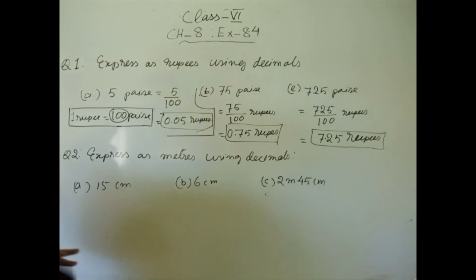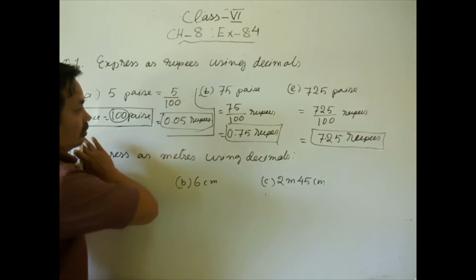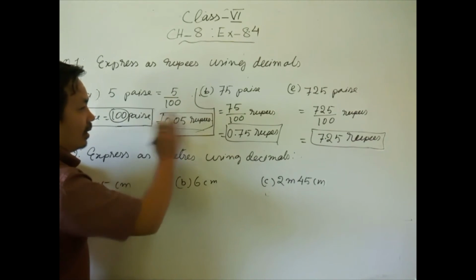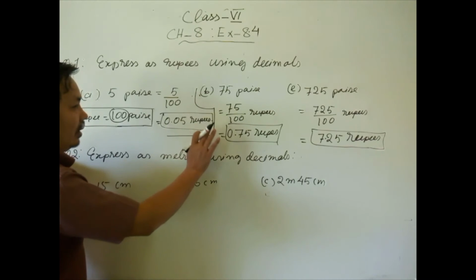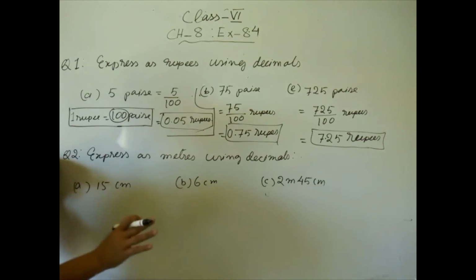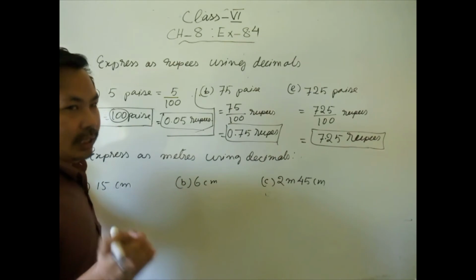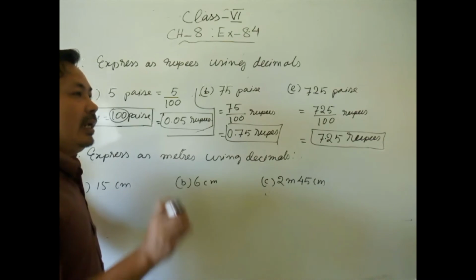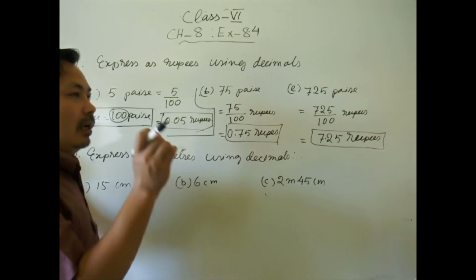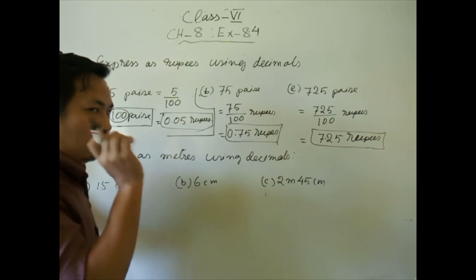Now question number 2 is asking: express as meters using decimal. So the logic, the idea is the same as given here. That means we are going to find out the value in meters, and what is given here is centimeters. Centimeter and meter per unit. In one meter, how many centimeters are there? That we have to know.